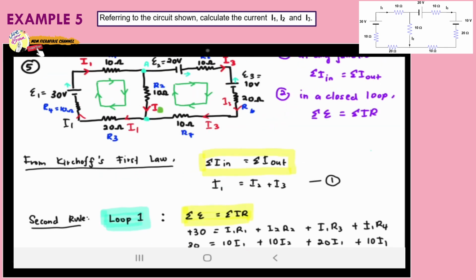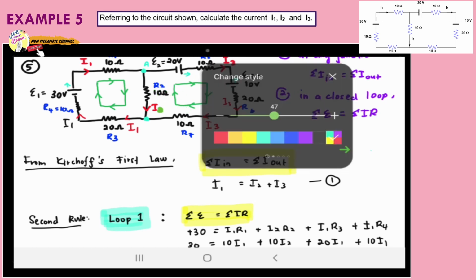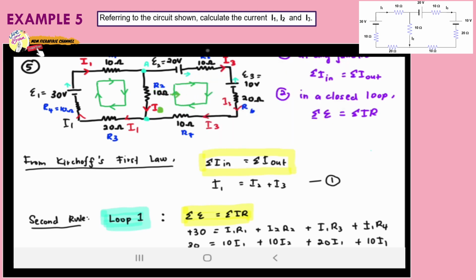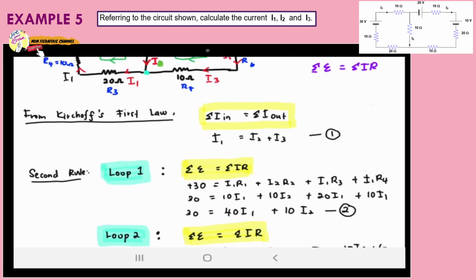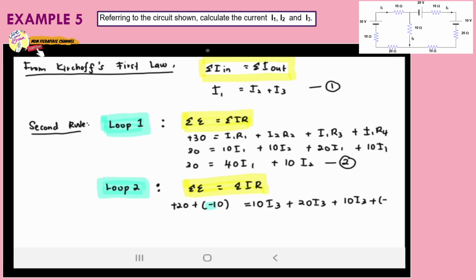Why negative? Because I2 and R2 are in the opposite direction with the direction of our loop here. Here is downward and here is upward. So negative, let's highlight here. So negative 10 I2.